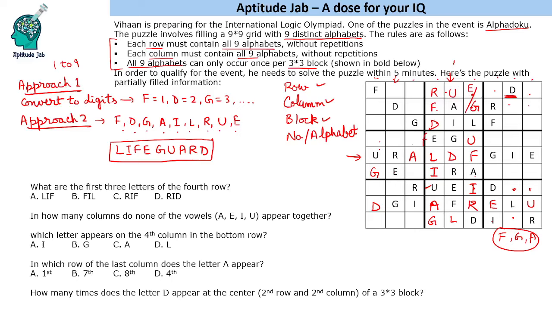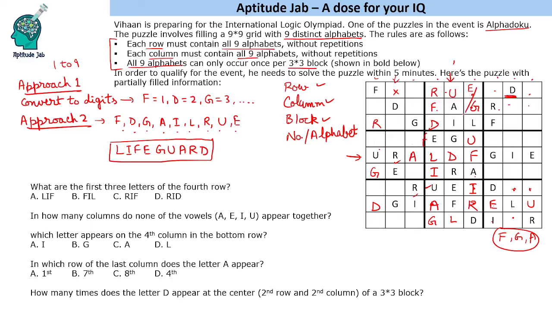Then let's see others. If you see R is present here, R is present here. So R cannot come on these four places. R is present here, so we will have R here. Okay. So another alphabet filled.